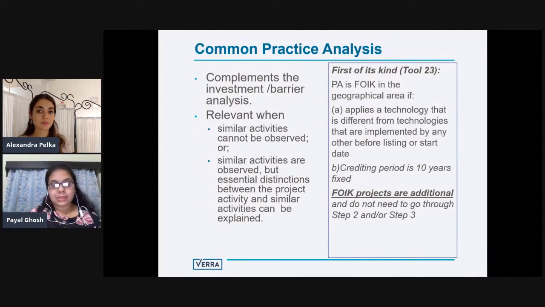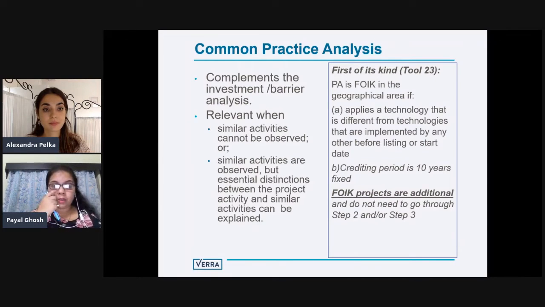So this is the fourth step, which is the common practice analysis. As I said, this is a credible step which complements the investment and the barrier analysis. It is relevant when similar activities cannot be observed, which means that it is a first of its kind, which you can see on the right side in the box. I will come to that in a minute. Or it can also be used when there are similar activities, but there are essential distinctions between the project activity and similar activities that can be explained.